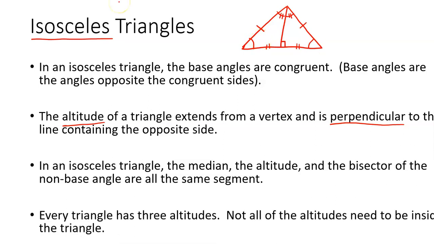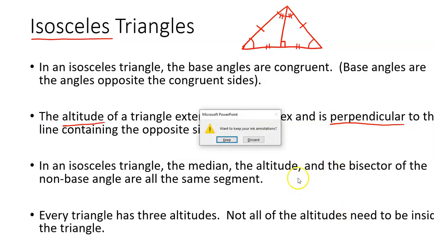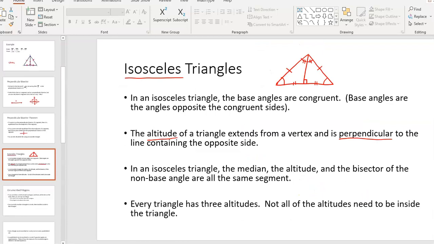Now, this last thing here says that every triangle has 3 altitudes, but not all of the altitudes have to be inside the triangle. So let's see if I can switch boards for just a second. Here we go. So let's take a look at a couple of cases where we might have altitudes that are outside the triangle.